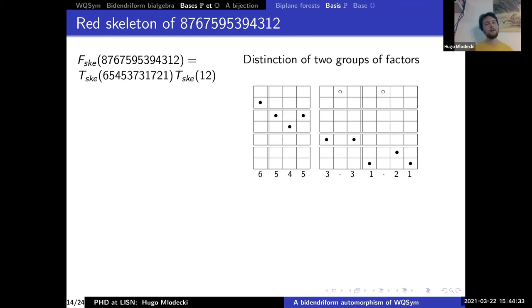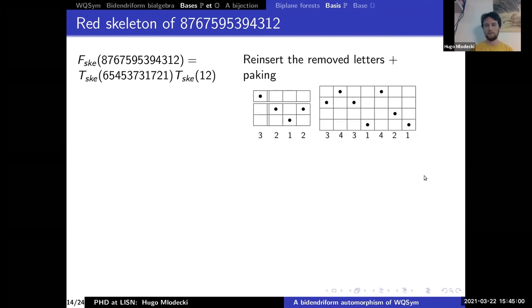And now we put back the maximums that we removed and we pack the two sides, so we remove empty lines on the two sides. So on the left, we will get 3, 2, 1, 2. And on the right, we will get 3, 4, 3, 1, 4, 2, 1. Okay.